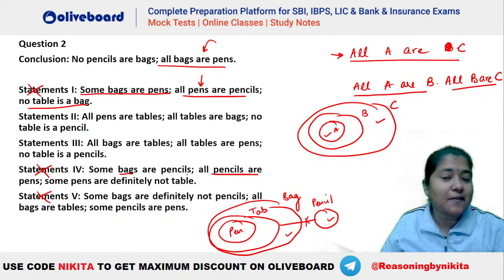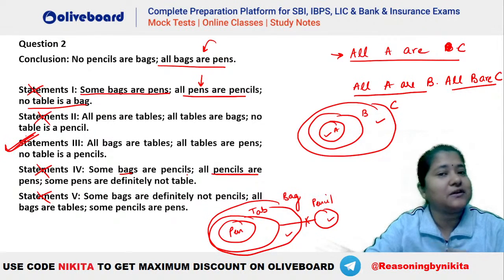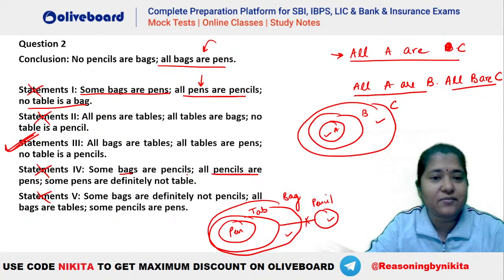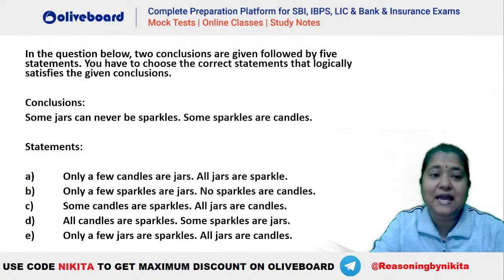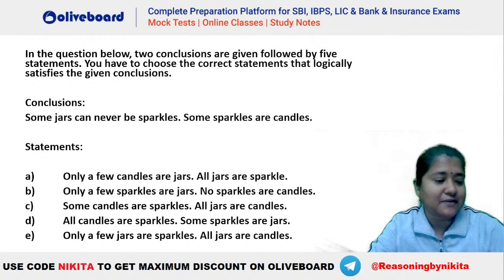So no pencil or bag will be wrong here. So that means statement 2 is also not the right answer. That means it has to be statement number 3. Are we clear, everybody? So this is how you have to go for your reverse syllogism. That is, first of all, you'll have to see whether you can eliminate some option, and then you will have to make the diagram. Okay?